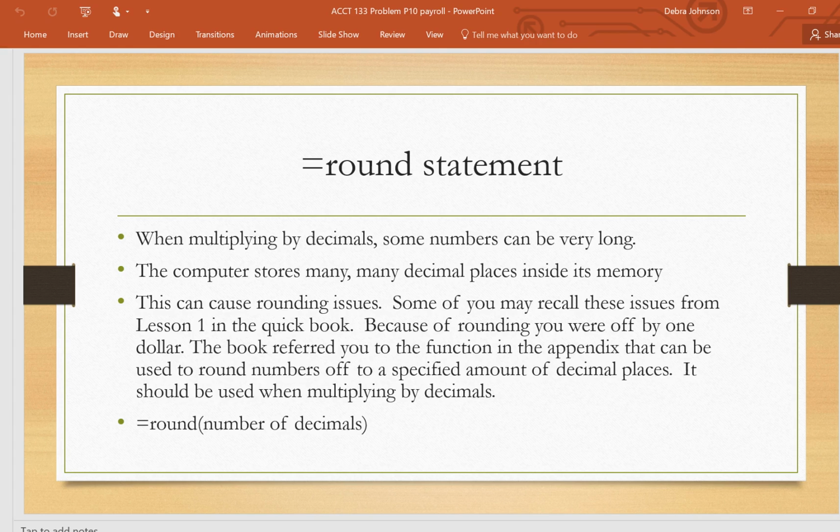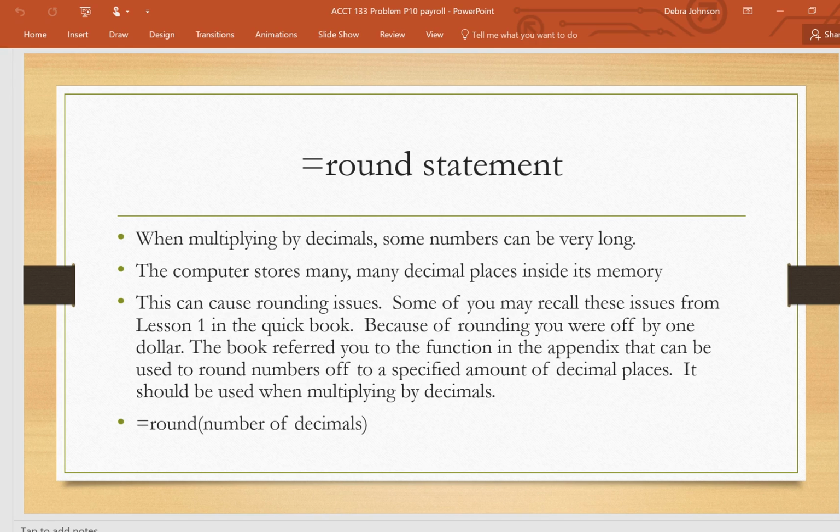In addition to the equals if statement, this problem will also introduce you to the round statement. When we multiply by decimals, some numbers can be very long. The computer stores many decimal places inside its memory. I believe it's close to 32 decimals. This can cause rounding issues. Some of you may recall these issues from lesson 1 in the QuickBook. Because of rounding, you were off by $1 on some of the templates that you created.